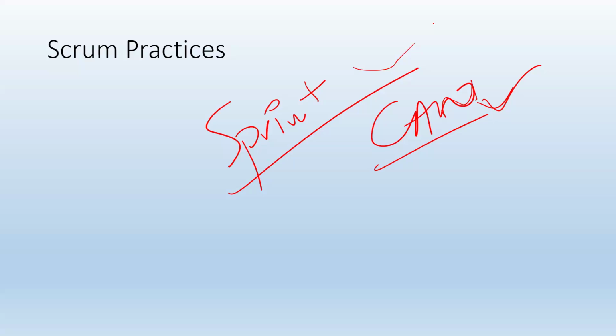"Can" is important because of quick quality. You have to give a quality product. It's not like you just give out anything because you were in the sprint, because you were running quickly. No, it doesn't happen.